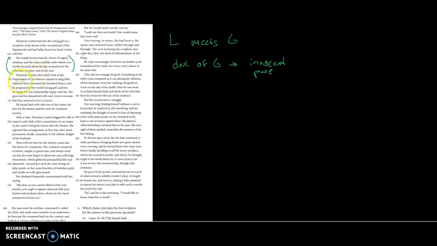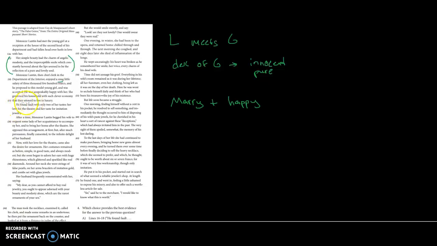Then he's described as a chief clerk who enjoys a snug little salary. He proposed to this model young girl, and she accepted. He was unspeakably happy. He governed his household with such clever economy that they seem to live in luxury. So it seems like they marry, and they're happy. Marry plus happy.